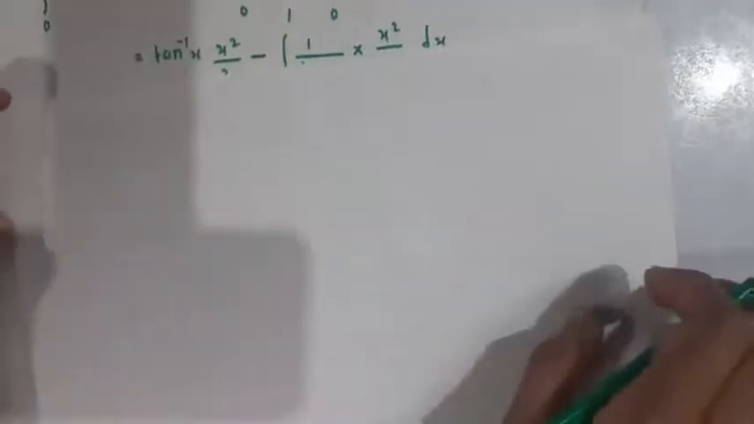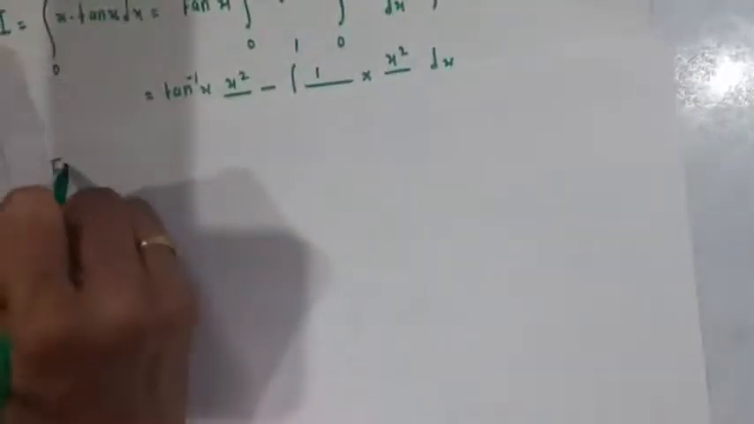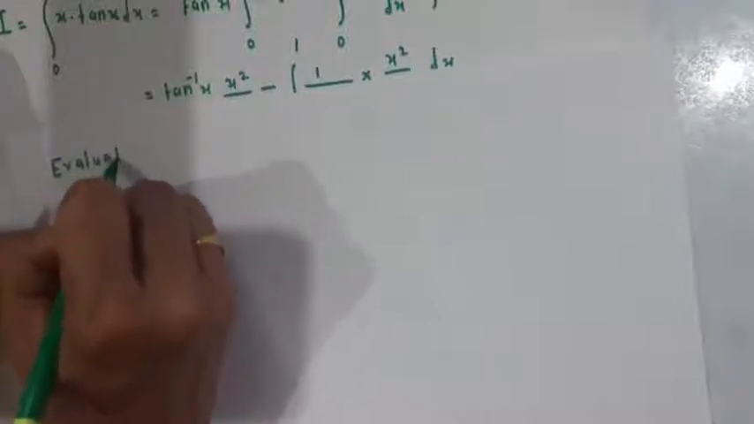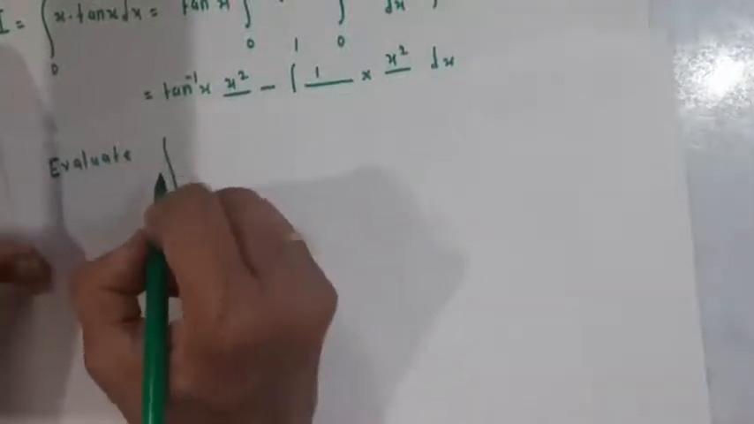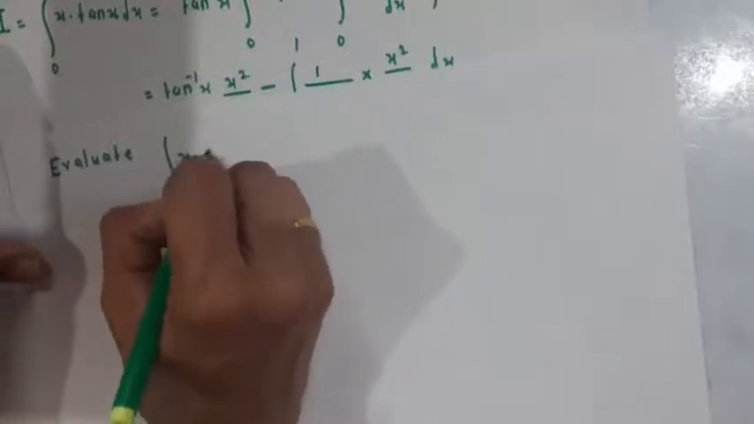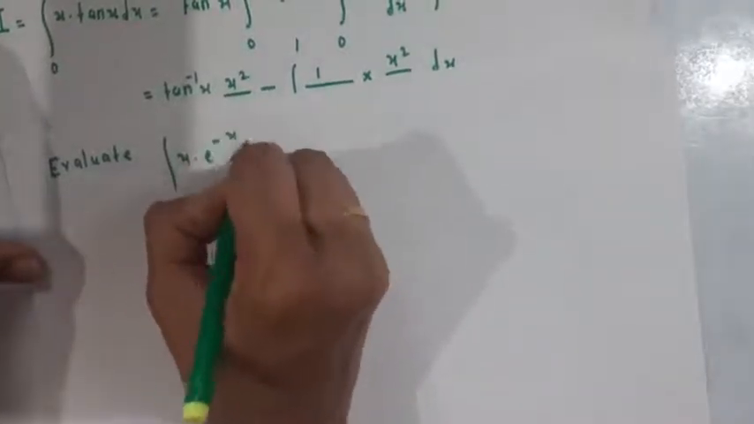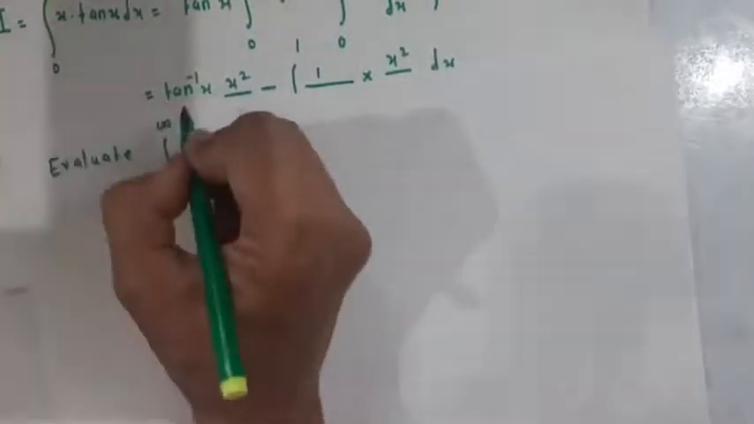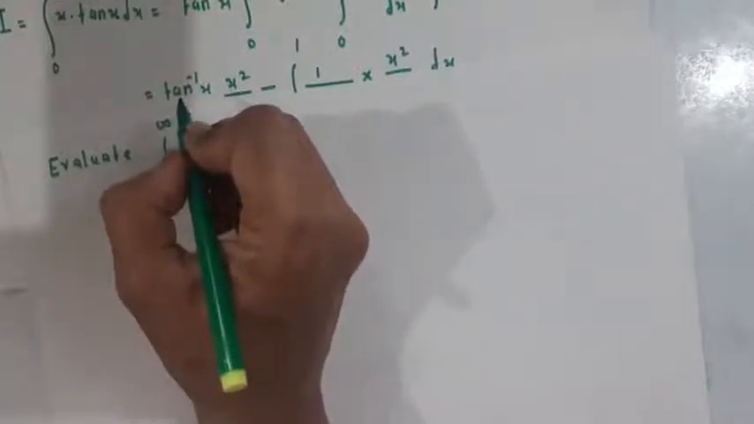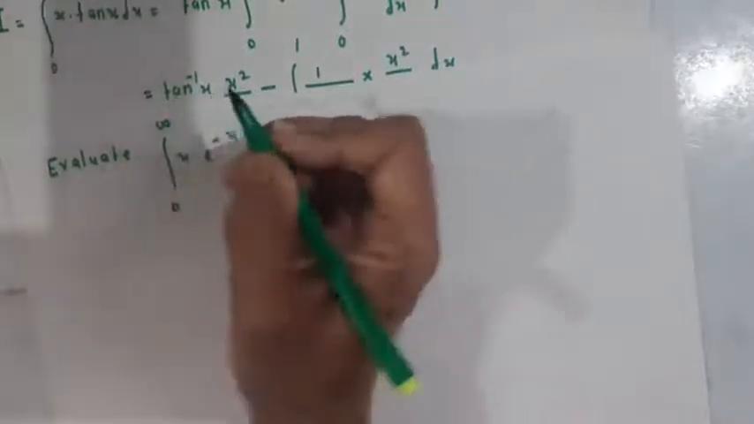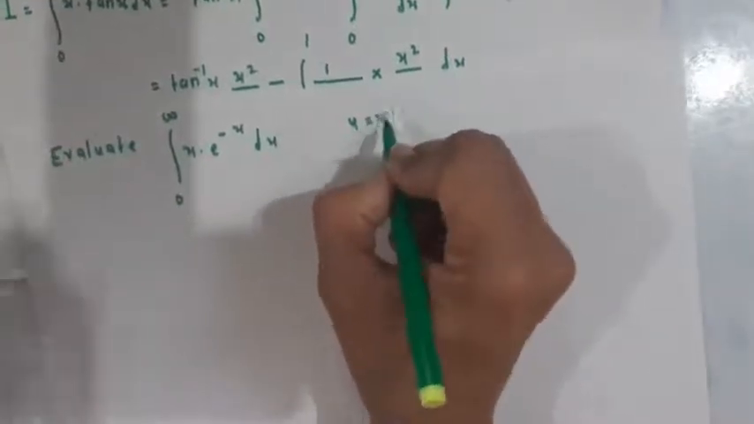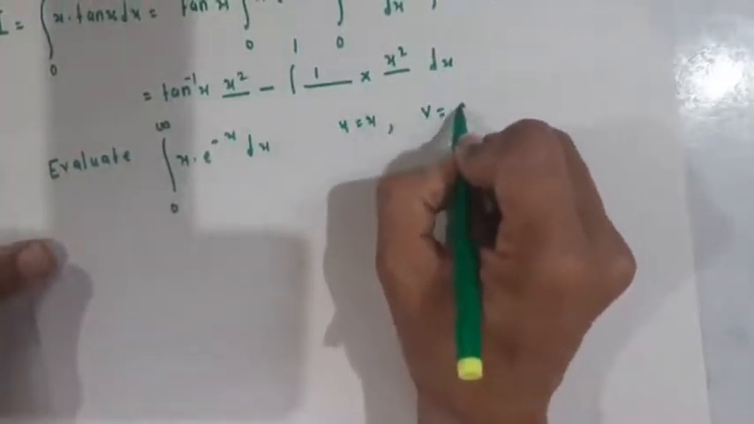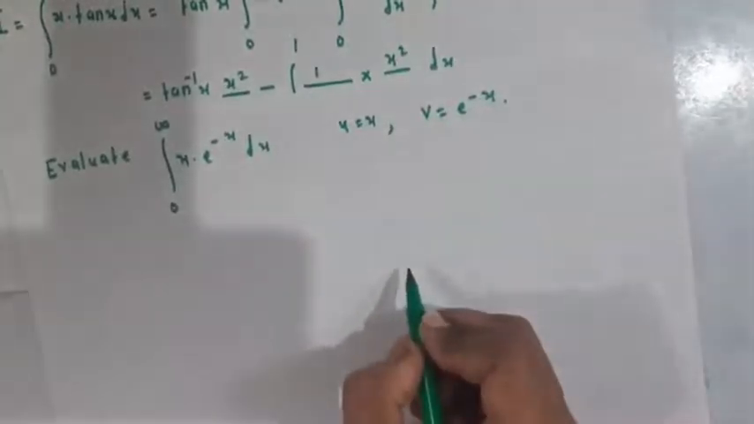Now let us take another example. Another example is that evaluate integration of x into e raised to minus x with respect to x, limit of integration 0 to infinity. Again by using by parts theorem. So here u equal to x according to LIATE rule, and v equal to e raised to minus x.